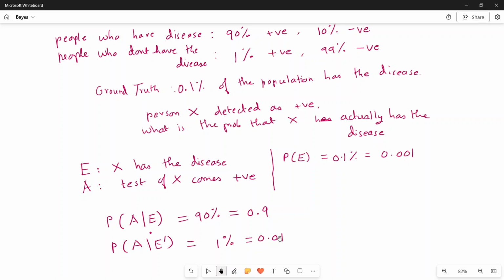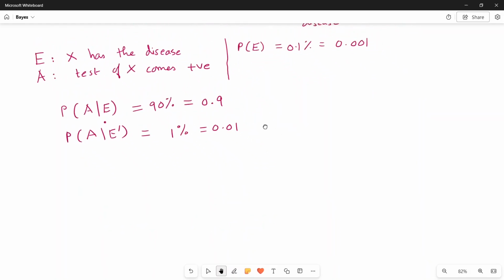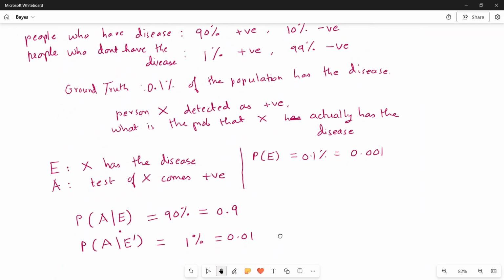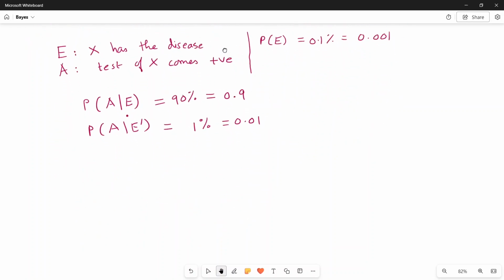Now we'll apply the Bayes theorem. What we are trying to predict with the Bayes theorem is the probability of E given A. What we are trying to find is the probability that E, that is the person has the disease, so the probability that X actually has the disease, given that A has already happened, that is, given that the test has already come out as positive.